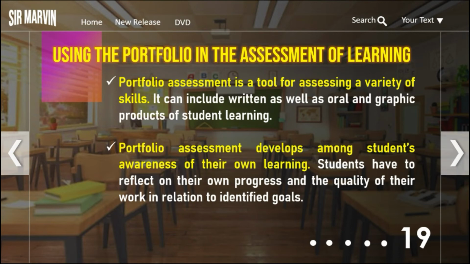Okay? Next one, portfolio assessment develops among students awareness of their own learning. Students have to reflect on their own progress and the quality of their work in relation to identified goals. So, ito na yung sabi ko kaninang self-assessment. So, aware sila sa sarili nilang learning. Pwede nilang i-assess yung sarili nila kung talagang may natutunan sila, kung meron bang progress na nangyayari sa performance nila. Ito yung tinatawag nating self-assessment. I-assess nila, i-evaluate nila yung sarili nila mismo.